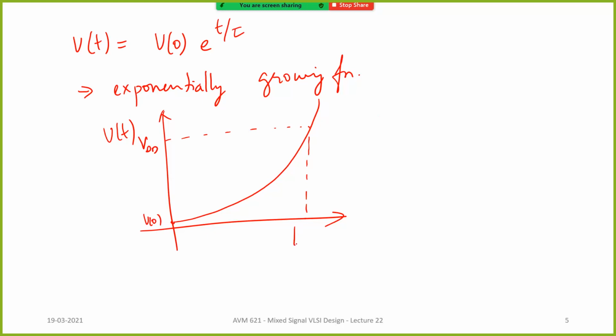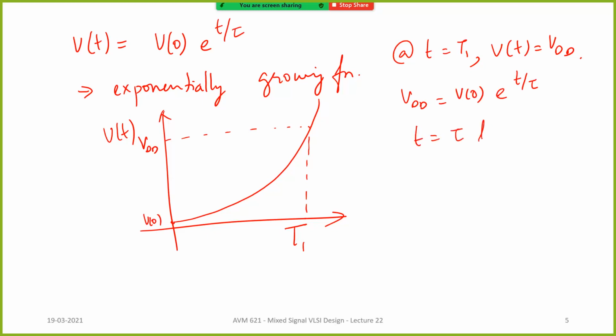So how much time you need to wait? Let's call it capital T1. So at t equal to capital T1, V of t becomes VDD. So we want to find the time. It becomes VDD is equal to V of 0 e to the power of t by tau. This can be written as t is equal to tau times natural logarithm of VDD by V of 0, correct? And this is nothing but T1. Now what can we infer from this?